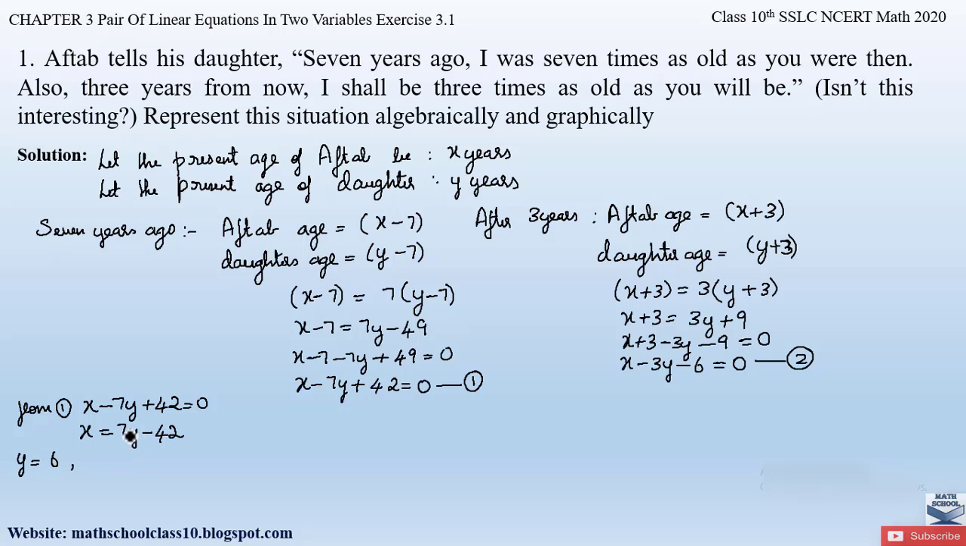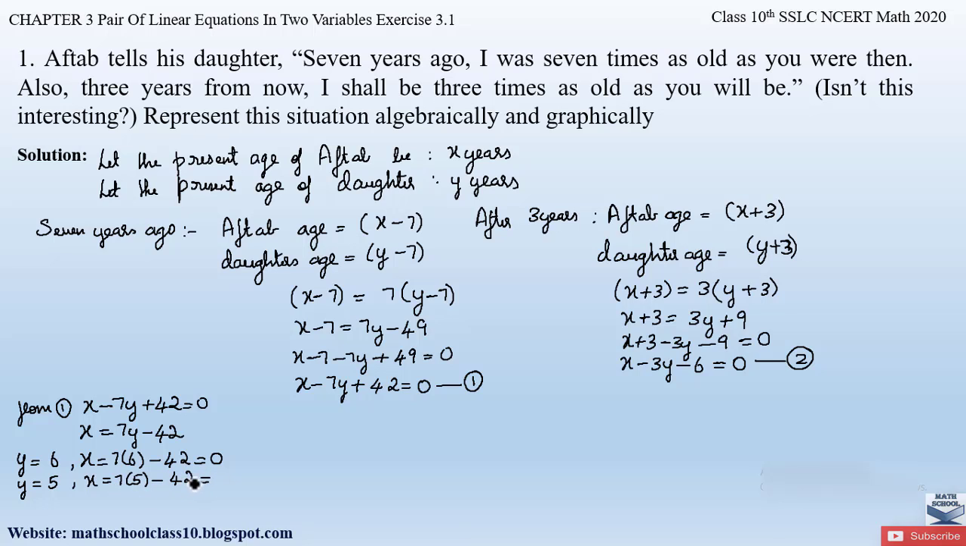So if y equal to 6, here 7 into 6 is 42. So x is equal to 7 into 6 minus 42. So 7 sixes are 42. So 42 minus 42 will be equal to 0. Similarly, if we now take y value as 5, assume y equal to 5, we get x is equal to 7 into 5 minus 42. So 7 fives are 35.